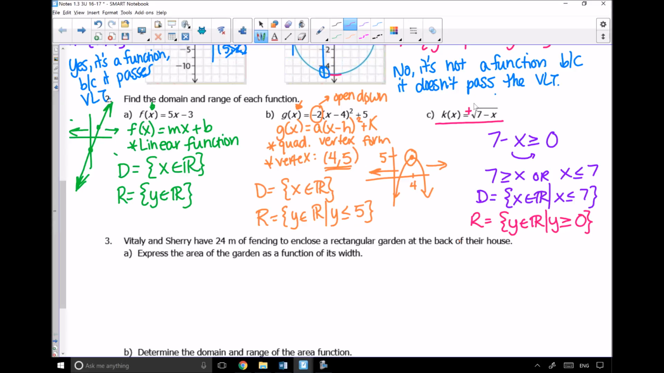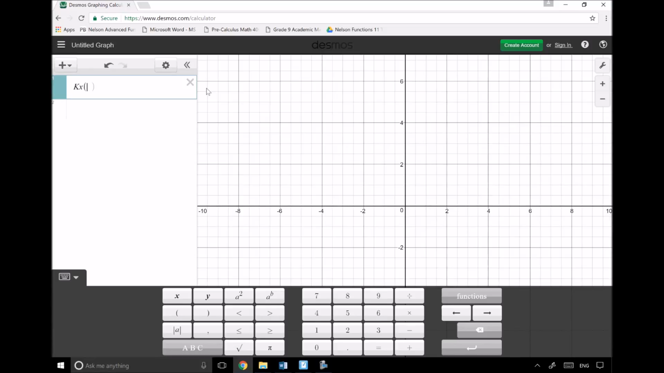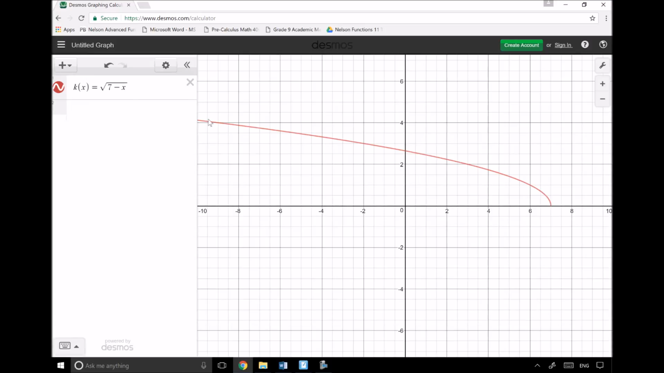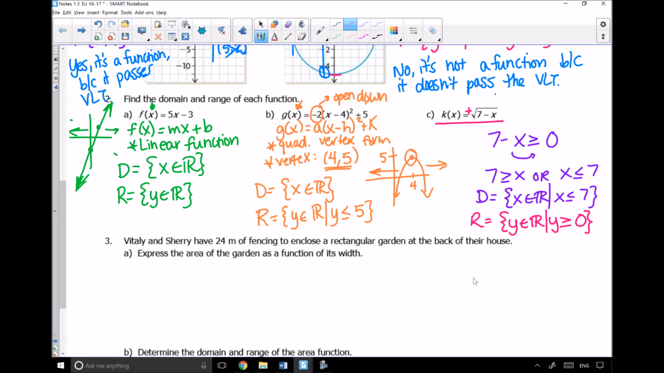So I'm going to graph out k of x equals the square root of 7 minus x in Desmos. So k of x is equal to the square root of 7 minus x, and I end up getting a graph that looks like this right here. So if you notice, this goes on forever on the left side, so it's going to keep going on to negative infinity. So my domain is going to be from negative infinity all the way until I get to 7 right here, and then my graph stops. So that's why my domain here is what we ended up getting right here. x is less than or equal to 7, okay?